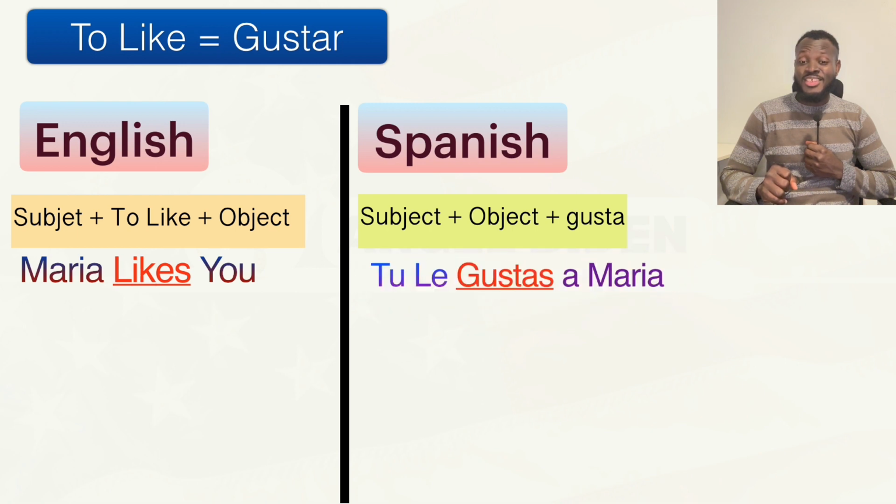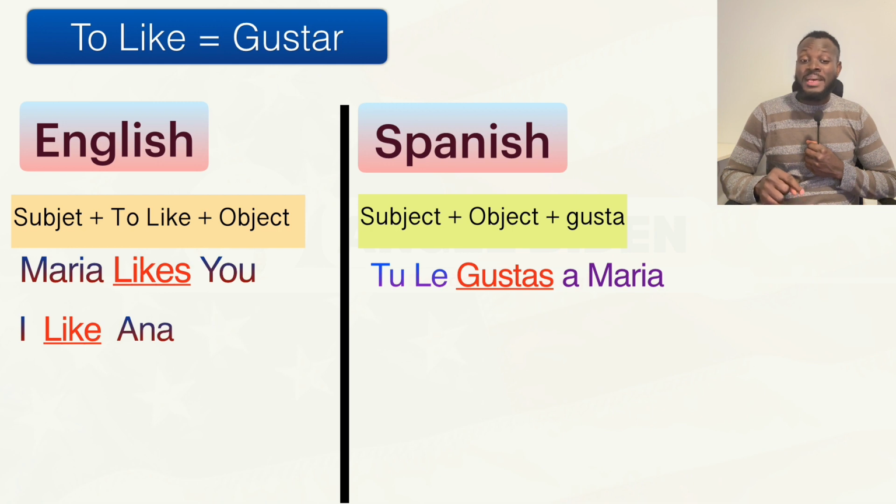If you guessed, tú le gustas a María, that was correct. María was subject. Then there, María is going to be object. You was object in English and you is going to be subject in Spanish. You becomes tú and María still says María. But now, since María is object, you have to put that A there as a preposition. As long as María is object, you have to put that A there.